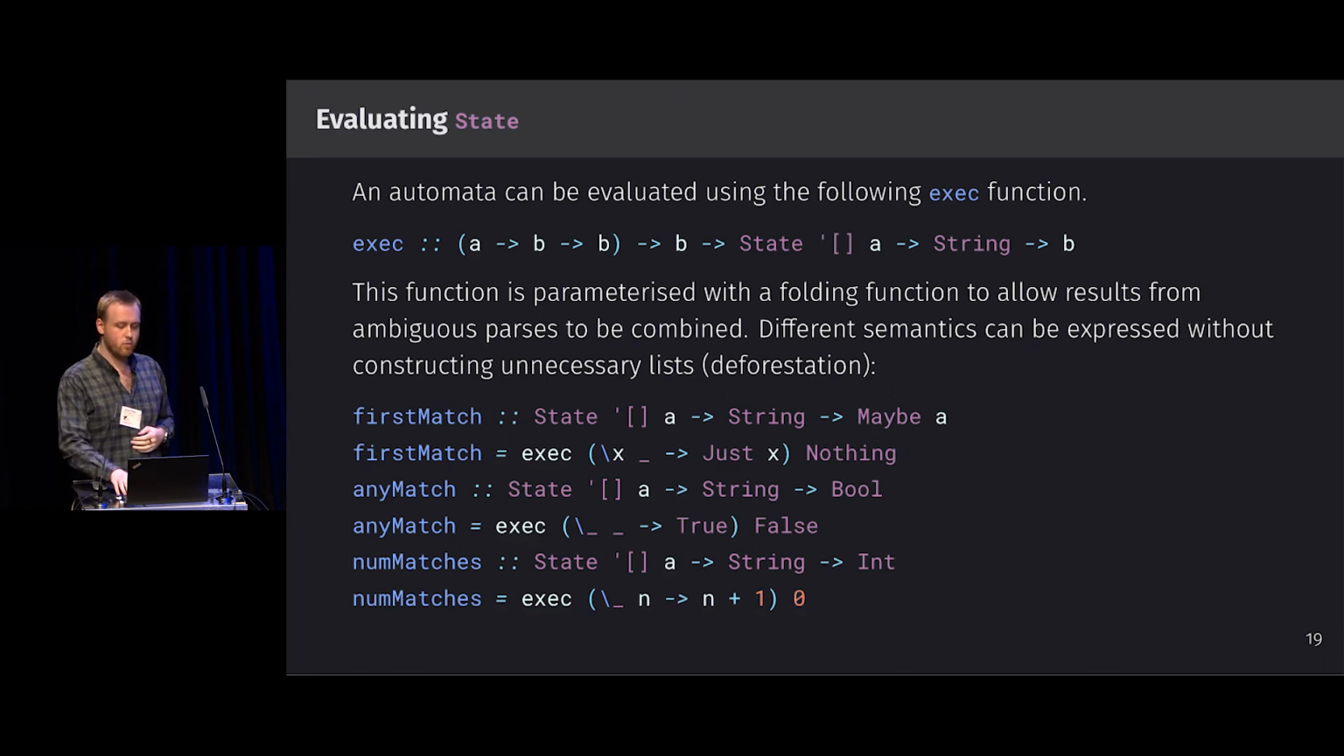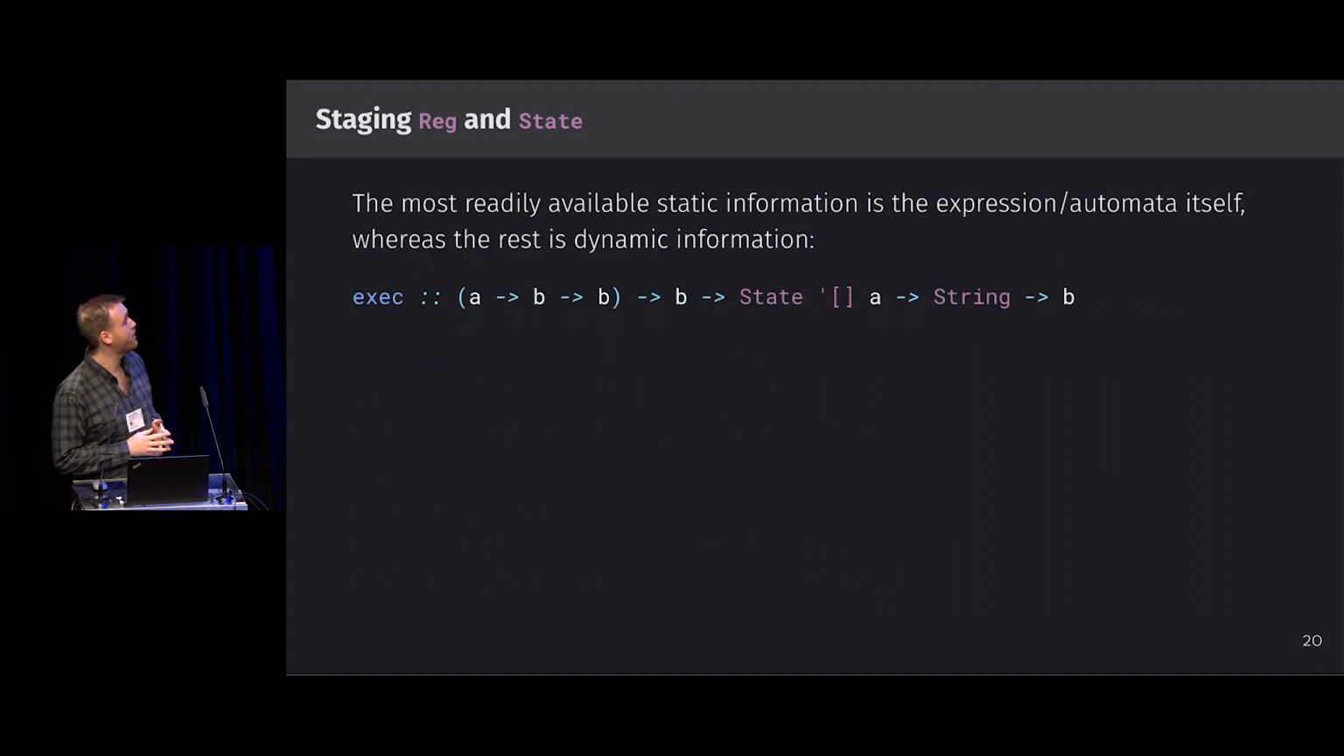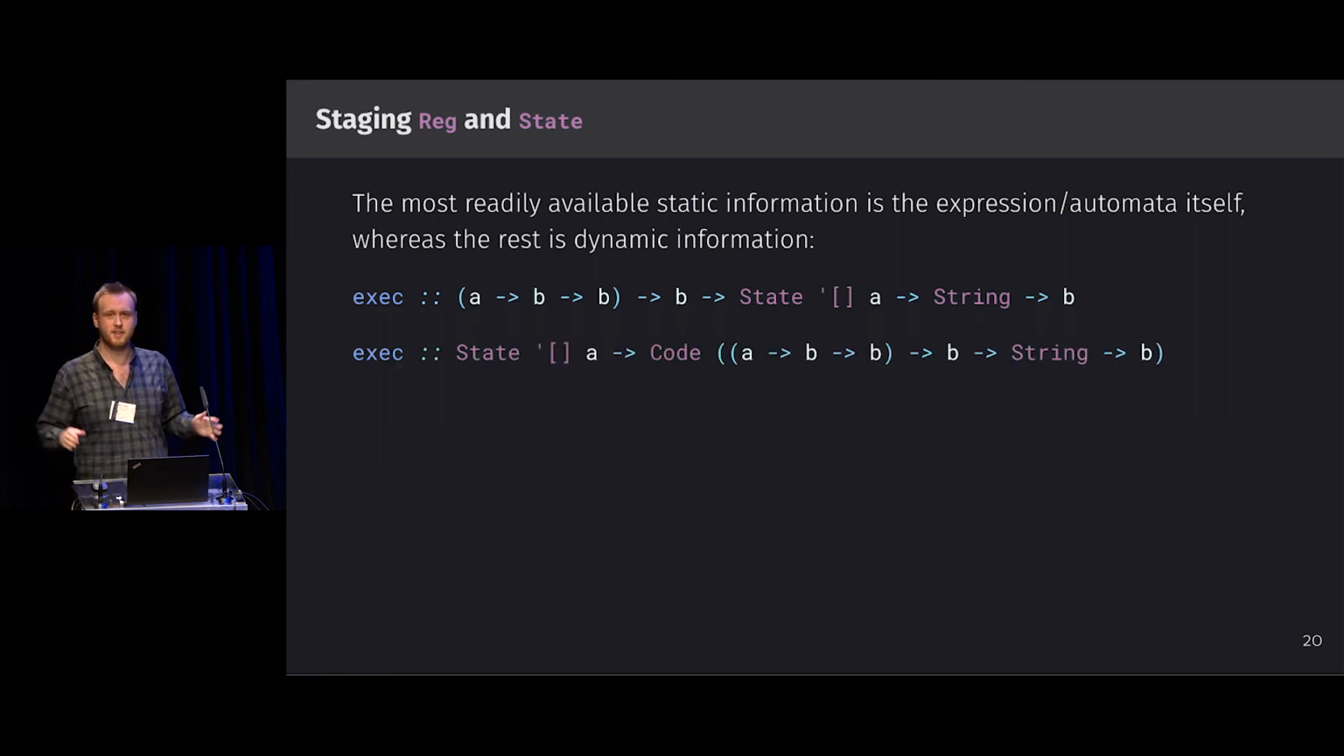So what do we stage about this? Well, the most available static information here is the automata itself. We should probably know the automata up front, otherwise it would be a bit weird. So I'll pull that out and push everything into code. Now, just by doing this immediately, we've eliminated the overhead of not only evaluating this state, but also building it, right? This is all stuff that now happens at compile time. We don't need to worry about it at runtime.